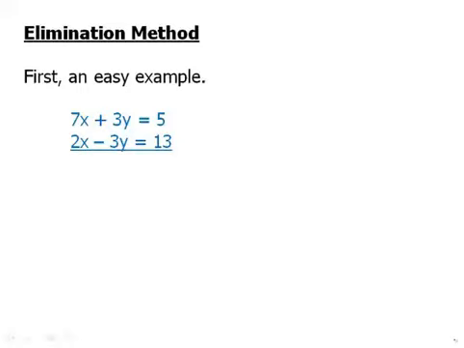So this is a very easy example. We're going to add these two equations. When we add, 7x plus 2x gives us 9x. +3y plus -3y cancels. That gives us 0. And 5 plus 13 gives us 18. So the sum of those two equations is the equation 9x equals 18. Well, that's very easy to solve. Divide by 9, I get x equals 2.